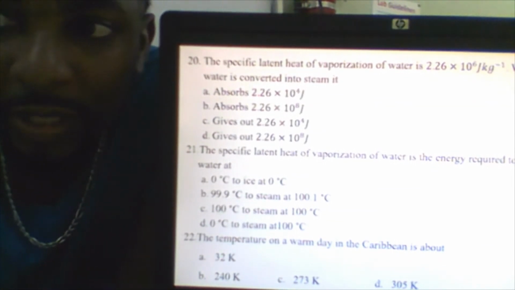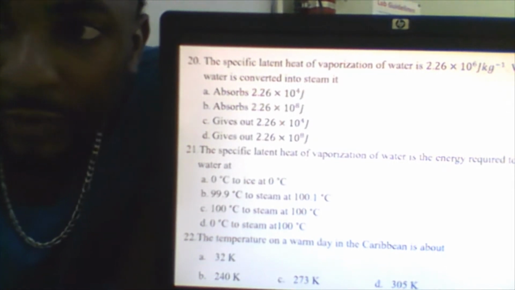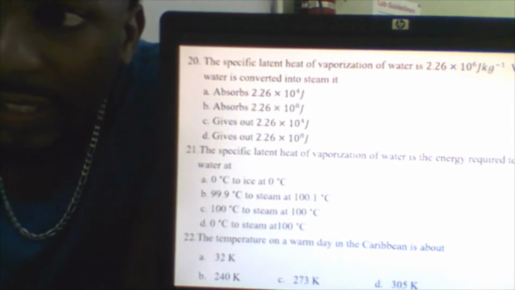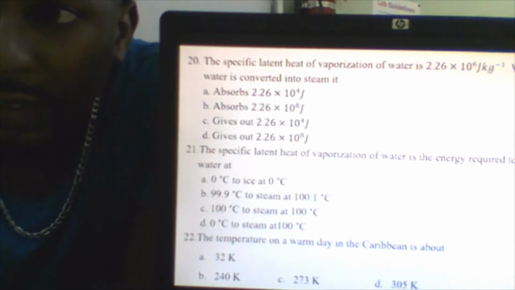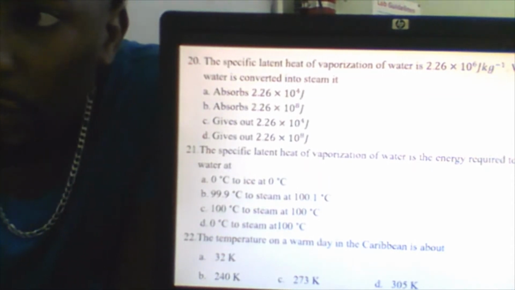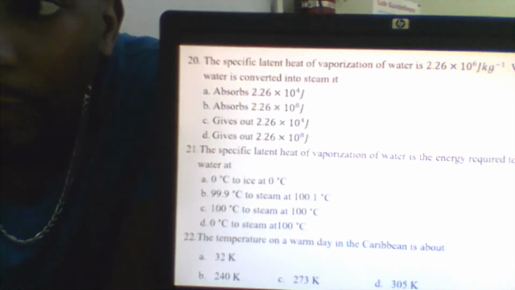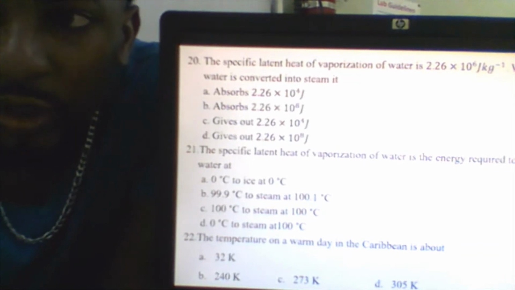We have 2.26 by 10 to the 4th and 2.26 by 10 to the 8th. Now, the answer in this case will be B, because it is 0.01 kilograms. And if we were to multiply 0.01 by 2.26 by 10 to the 6th power, it actually goes up by 10 to the 8th. Number 21. So the answer there was B, sorry.